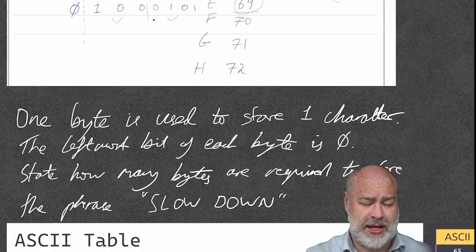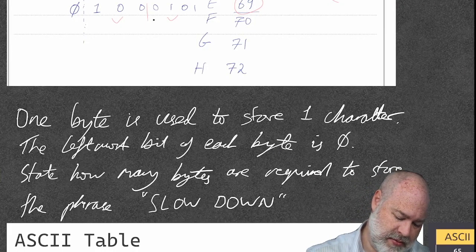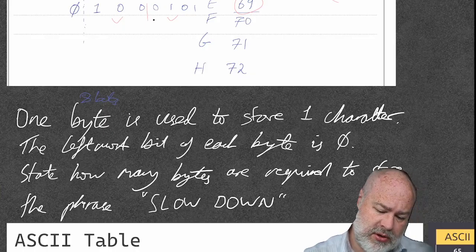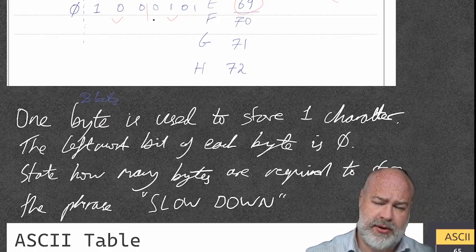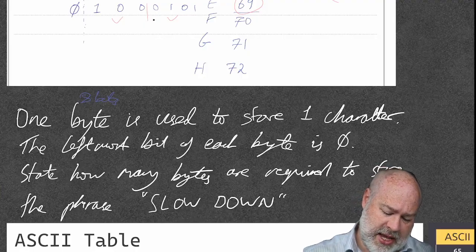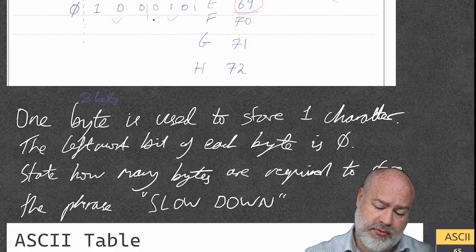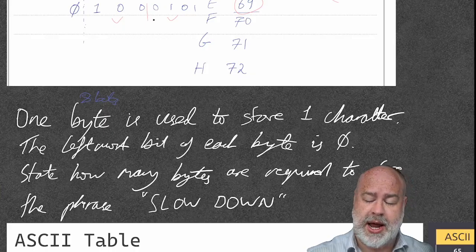1 byte, which is 8 bits. You should remember that a byte is 8 bits. It is used to store 1 character. The leftmost bit of each byte is 0. That's what we just talked about. State how many bytes are required to store the phrase slow down.